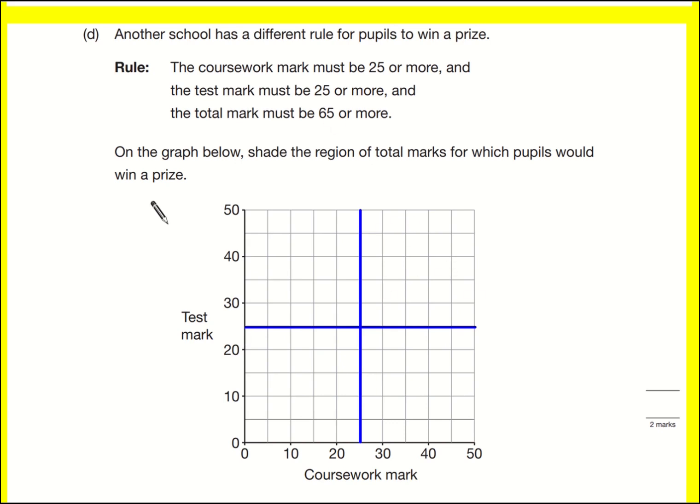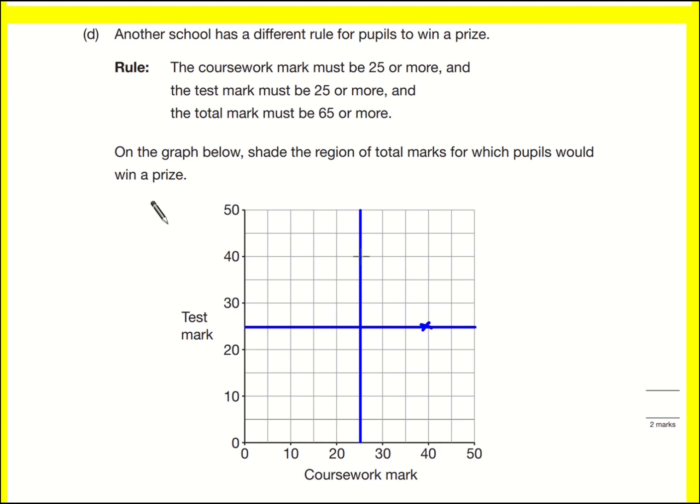Okay, trickiest bit, the total mark must be 65 or more. So I'm just going to plot on some possible marks. So if they got 50 in the coursework, they would just need 15. But actually that's down here. So, okay, that's not going to fit on. Maybe let's try 40 and 25. So if they got this many marks, then they'd be okay.